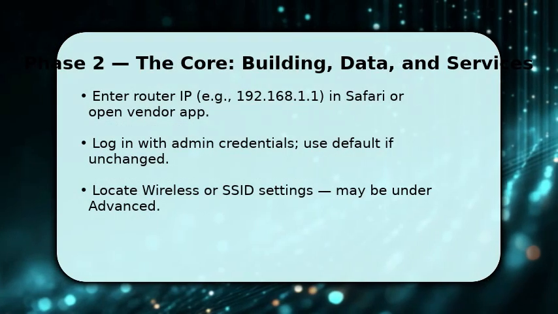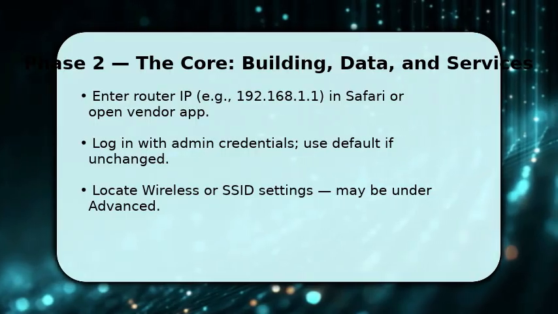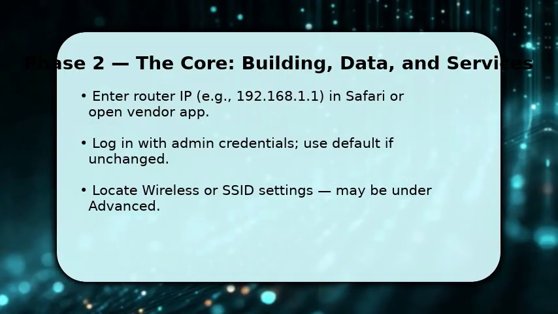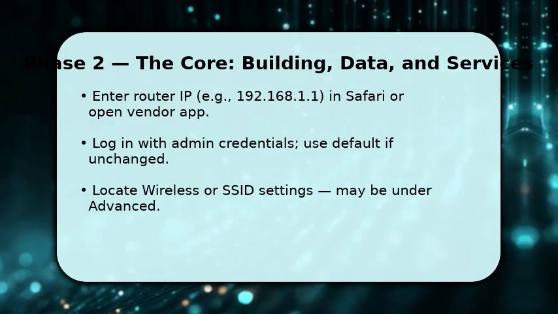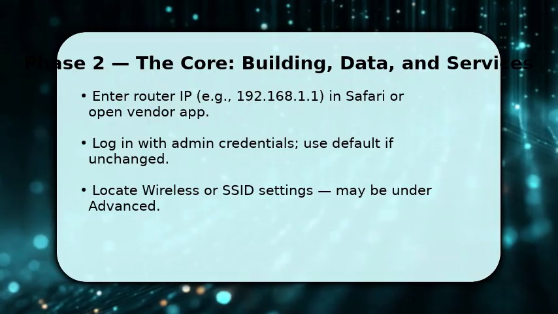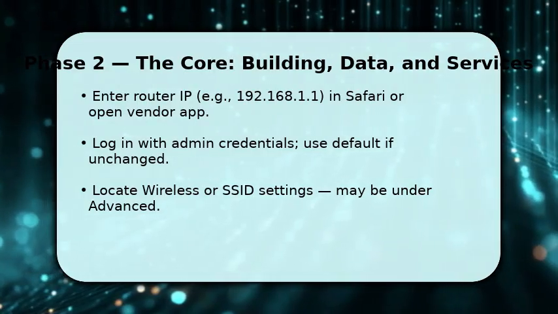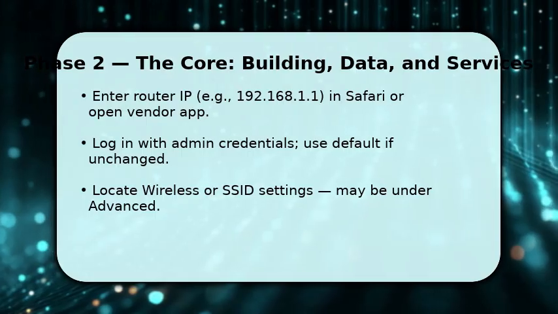You log into the router interface, type the IP or launch the vendor app, then enter admin credentials. Once authenticated, navigate to wireless, Wi-Fi, or SSID settings. Some routers hide this under advanced. Find the SSID field, that's the access point name, and replace it with your chosen name.